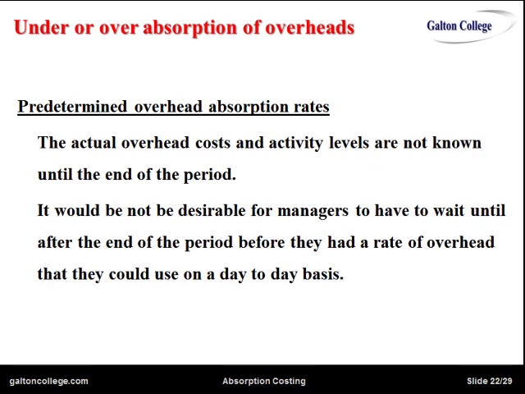The actual overhead costs and activity levels are not known until the end of the period. At the end of the period, it's possible to reconcile the budget with the actual. It would not be desirable for managers to have to wait until the end of the period before they had a rate of overhead that they could use on a day-to-day basis. So for that reason, generally speaking, this allocation of overheads is done before the end of the accounting period. So managers have some guidelines as to what the costs are. They don't have to wait until the end to get the figure, because they need the figure as they work over that period.